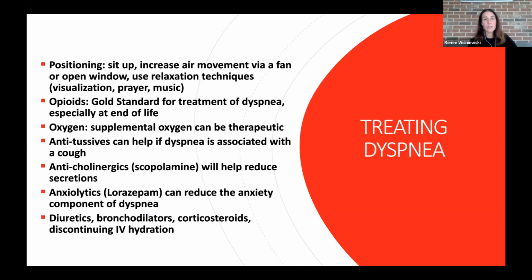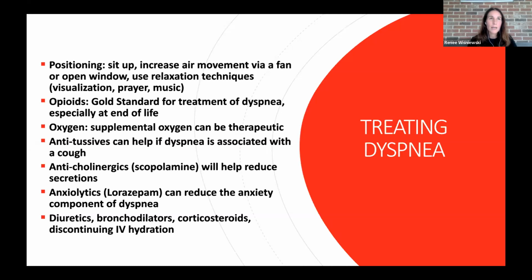Opioids are the gold standard for treatment of dyspnea, especially at end of life. Low doses of morphine, if available, with the goal of slowing down the respiratory rate. Oxygen. Supplemental oxygen can be therapeutic. It can help people feel like it's easier to take a breath. This is also helpful to discuss in terms of patients' goals and availability.